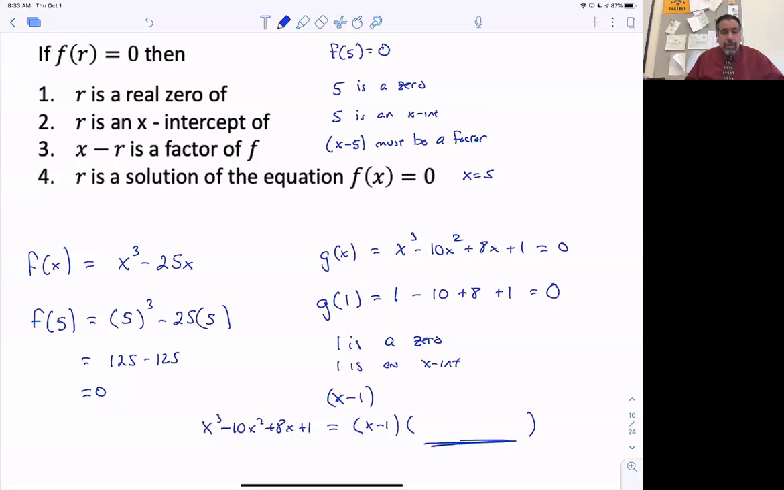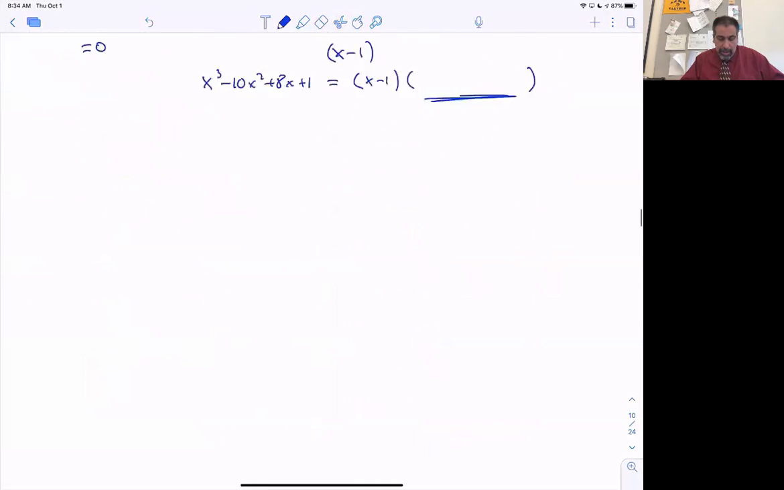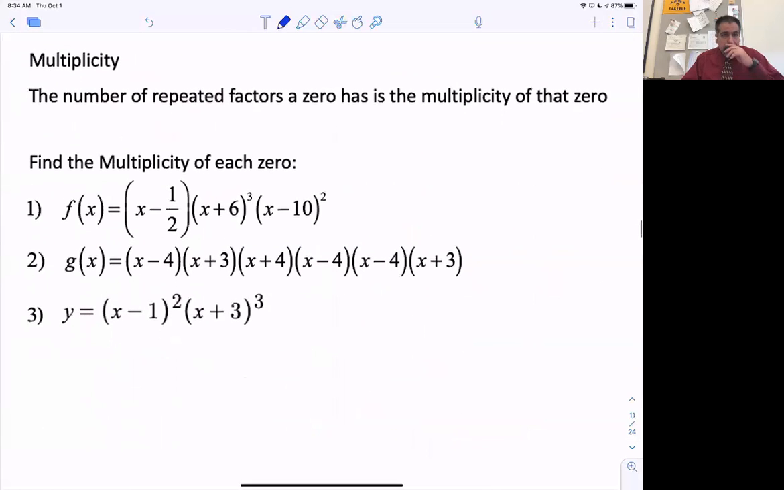Not appropriate for the section we're talking about today, but I could actually divide both sides by x minus 1, and then I can use some kind of polynomial division or long division to actually find the missing factor. So let's go and just take a look at multiplicity now.